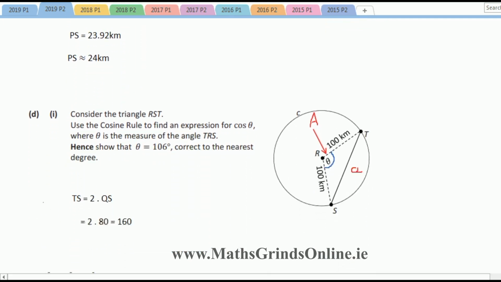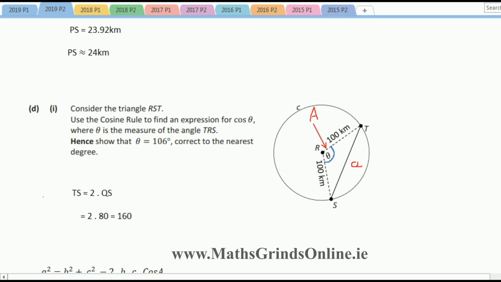Okay, part D of the question. Consider the triangle RST using the cosine rule. So we're being told already to use the cosine rule, so that's great. Use the cosine rule to find an expression for cos theta, where theta is the measure of the angle TRS. You can see I have that kind of surrounded in blue down there, the angle theta. And then it says when you know that, hence work out theta.